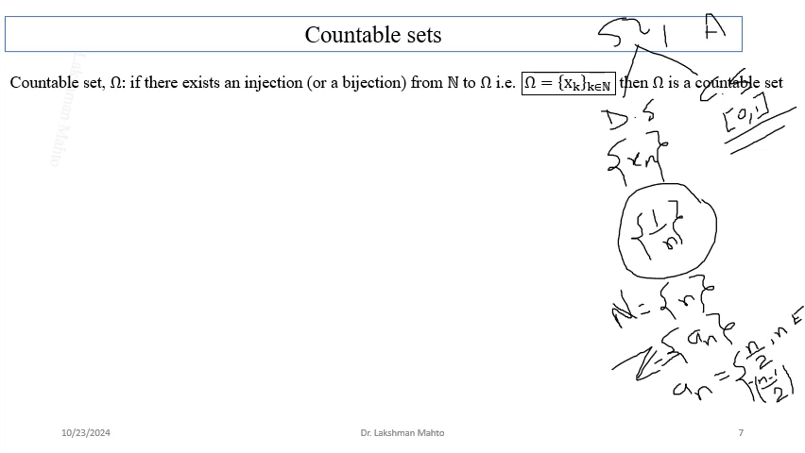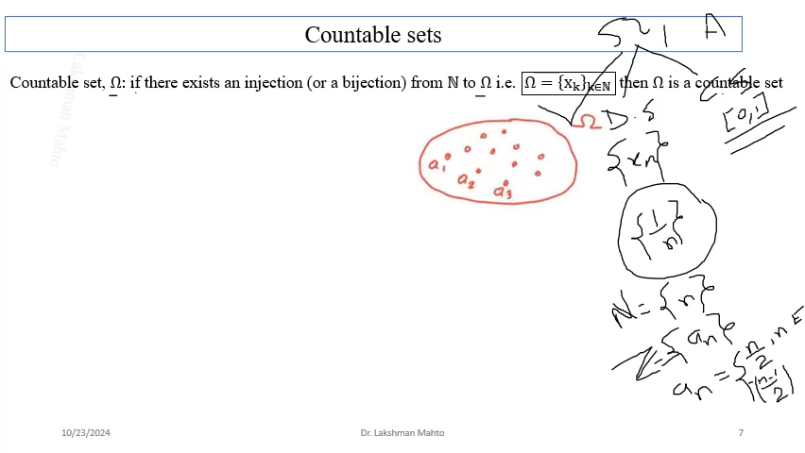So if you are trying to generalize this concept of countable set, you can say in a set theoretic manner that this sample space omega would be a countable set if there is a bijection from the set of natural numbers to the sample space omega. That means we are writing omega in term of a single sequence, and in that case omega would be a countable set, and hence it would be a discrete set.